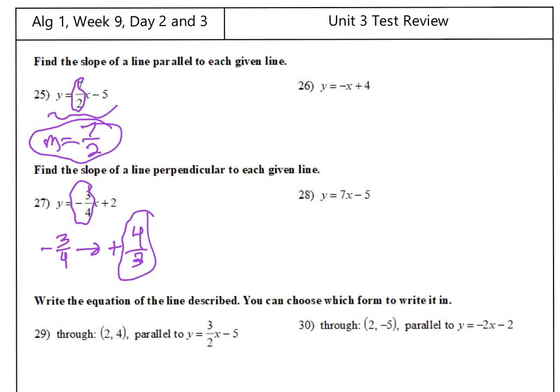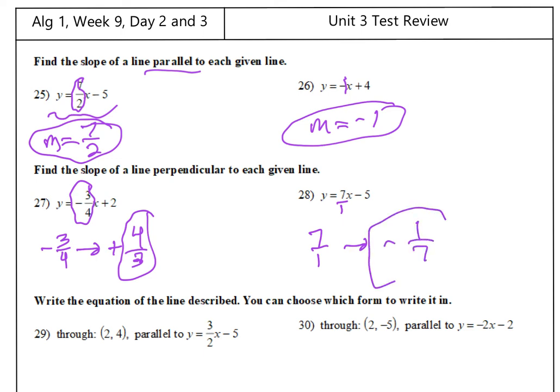So back on 26, parallel means it's the same slope. This is a slope of negative 1, so we need a slope of negative 1. 28, perpendicular, we start off with 7 over 1. We need to change it to negative 1/7 because it's opposite, and then we need to flip it.